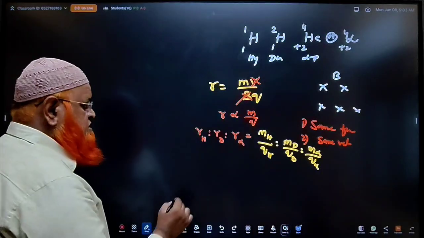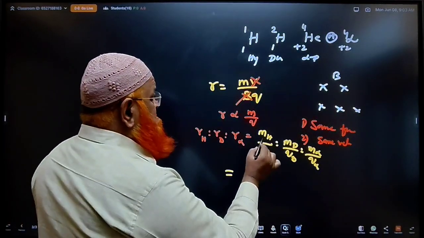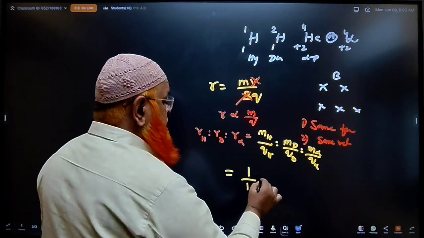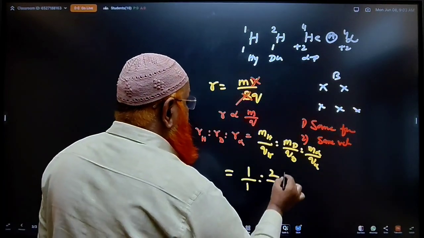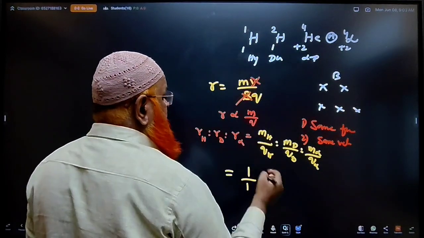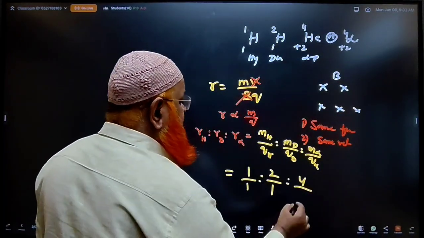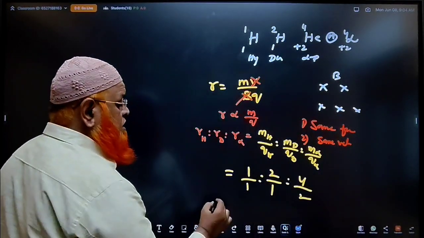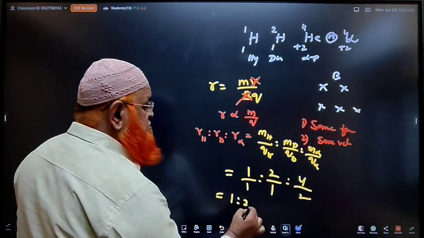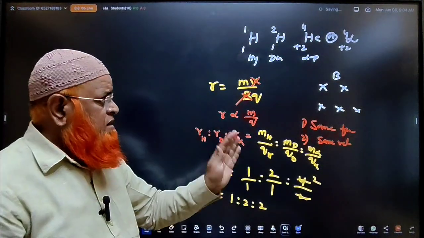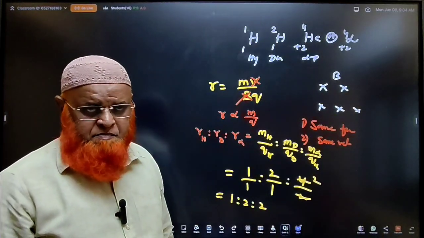So what is the solution now? Mass of hydrogen is 1, charge of hydrogen is 1, mass of deuterium is 2, and charge of deuterium is 1. Mass of alpha particle is 4, and charge on alpha particle is 2. So finally you get 1 is to 2 is to 2, because 4 by 2 is 2. Understood? This is the method of solving the problem.